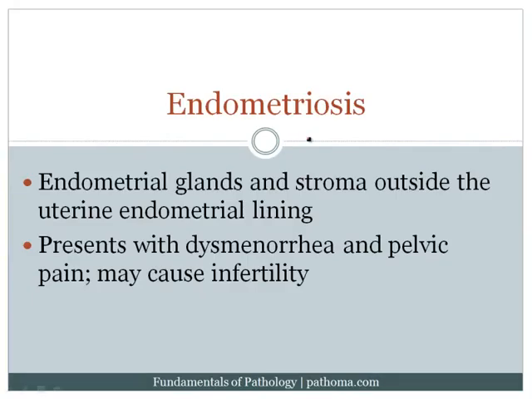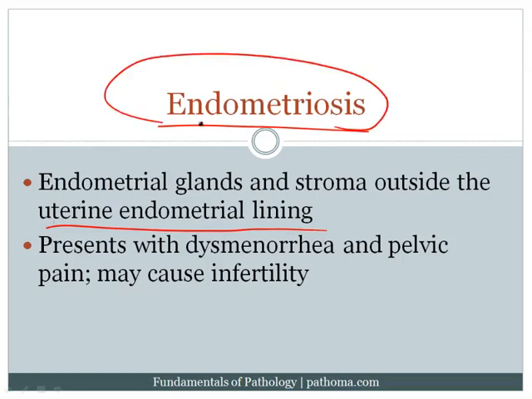The next disorder in the text, endometriosis. What is endometriosis? It is the abnormal placement of both endometrial glands and stroma outside of the uterine cavity. I should actually be more correct in saying outside of the endometrial lining. So when endometrial glands and stroma are misplaced in another location, that's called endometriosis. Now I keep emphasizing endometrial glands and stroma. It's both the glands and the stroma of the endometrium that would be misplaced.